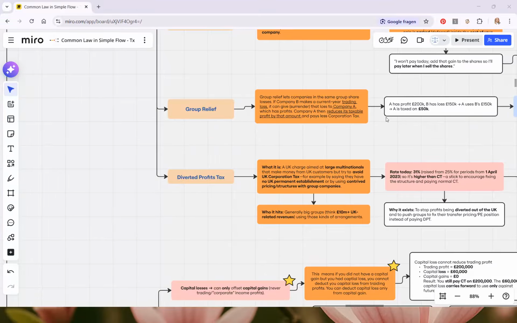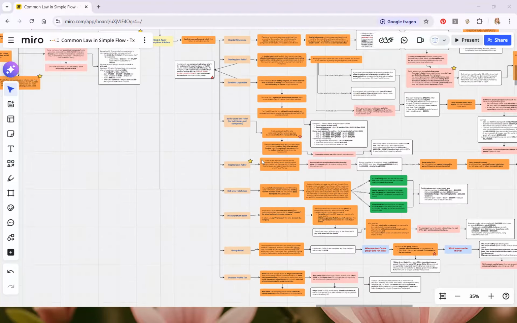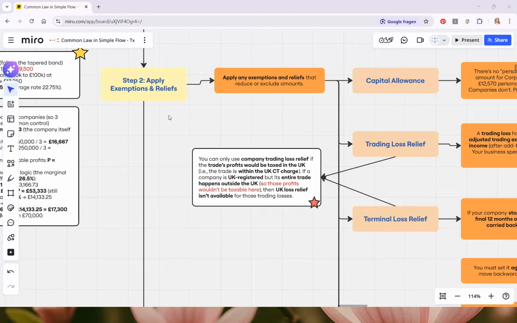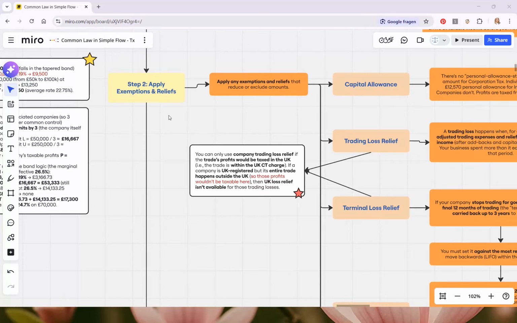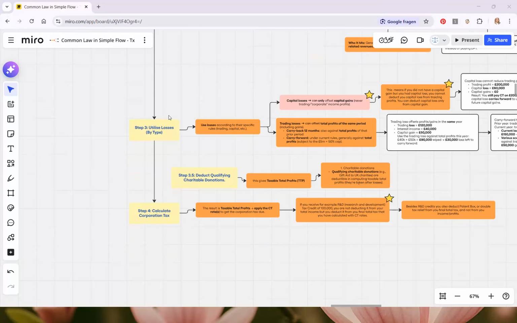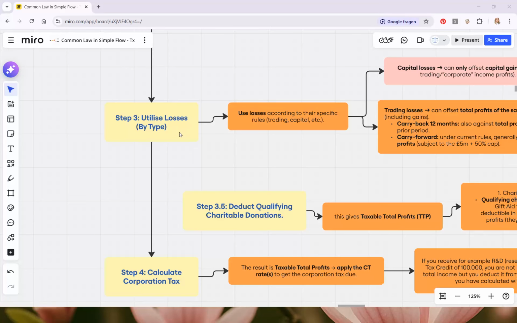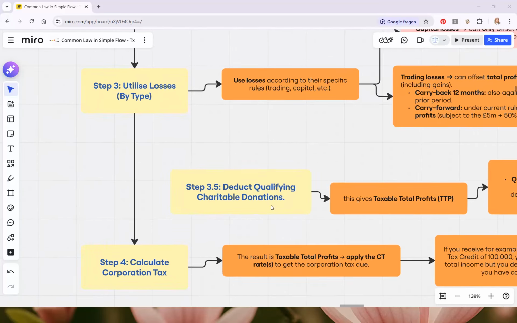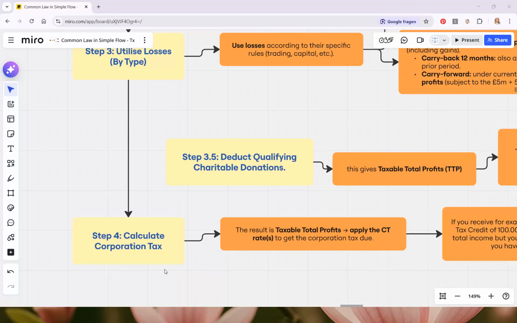So that was all about the second step. It was really a huge step. We were talking here about exemptions and reliefs, calculating all of them, and seeing how the calculation functions. And now we can go to the last two steps. Step 3, utilize losses by type. We would also have a substep for step 3, deduct qualifying charitable donations, and the last one, the fourth, the calculation of corporation tax.